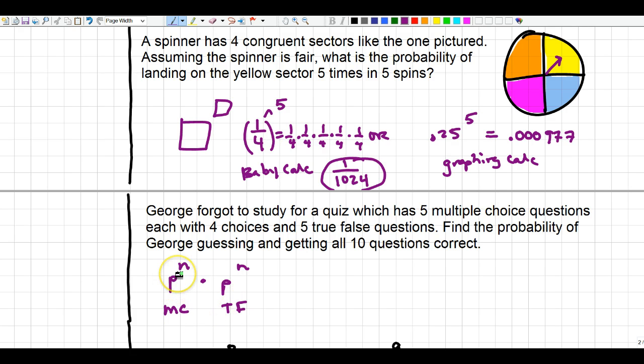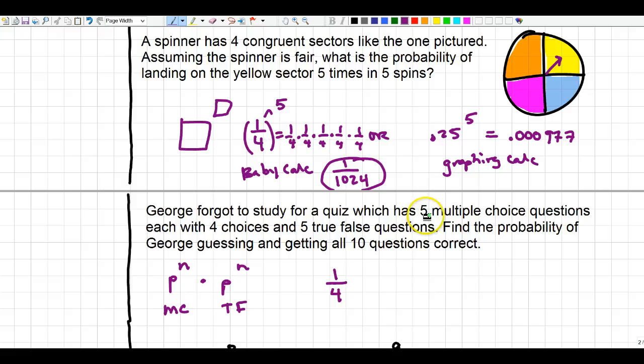For the multiple choice questions, first figure out the p, the probability of one of the questions. Each question has 4 options, so that means the probability for the multiple choice is 1/4, just like we did with the spinner question.